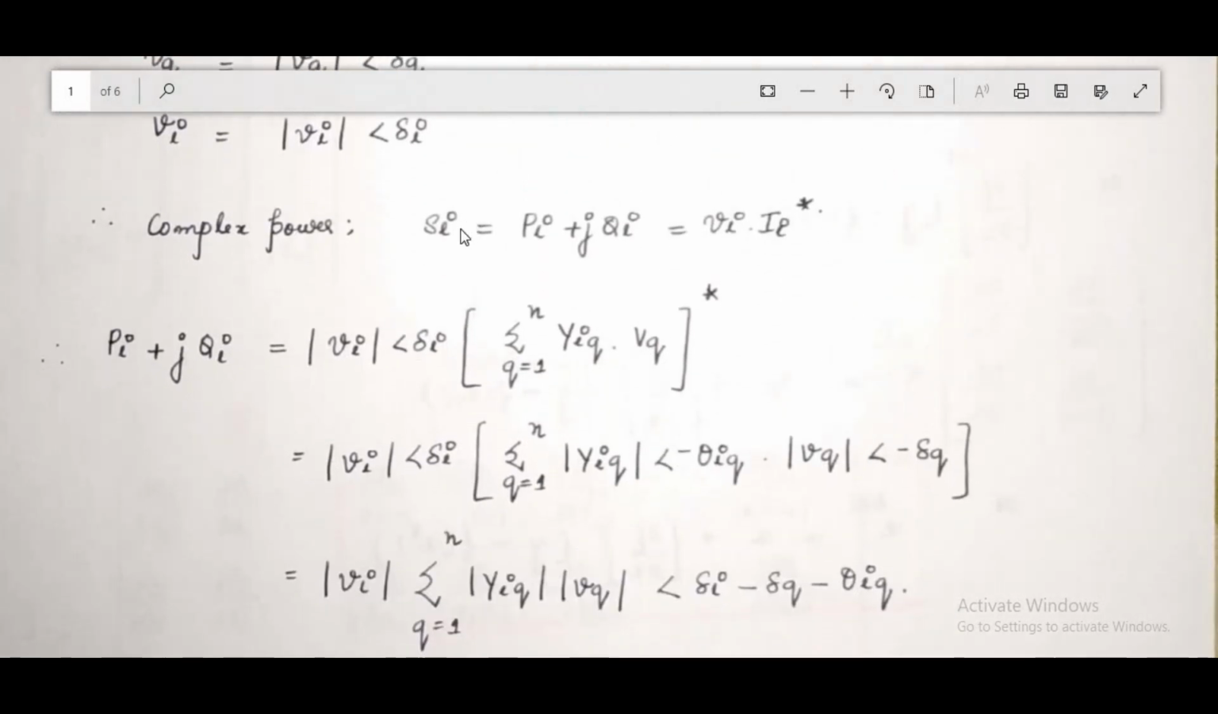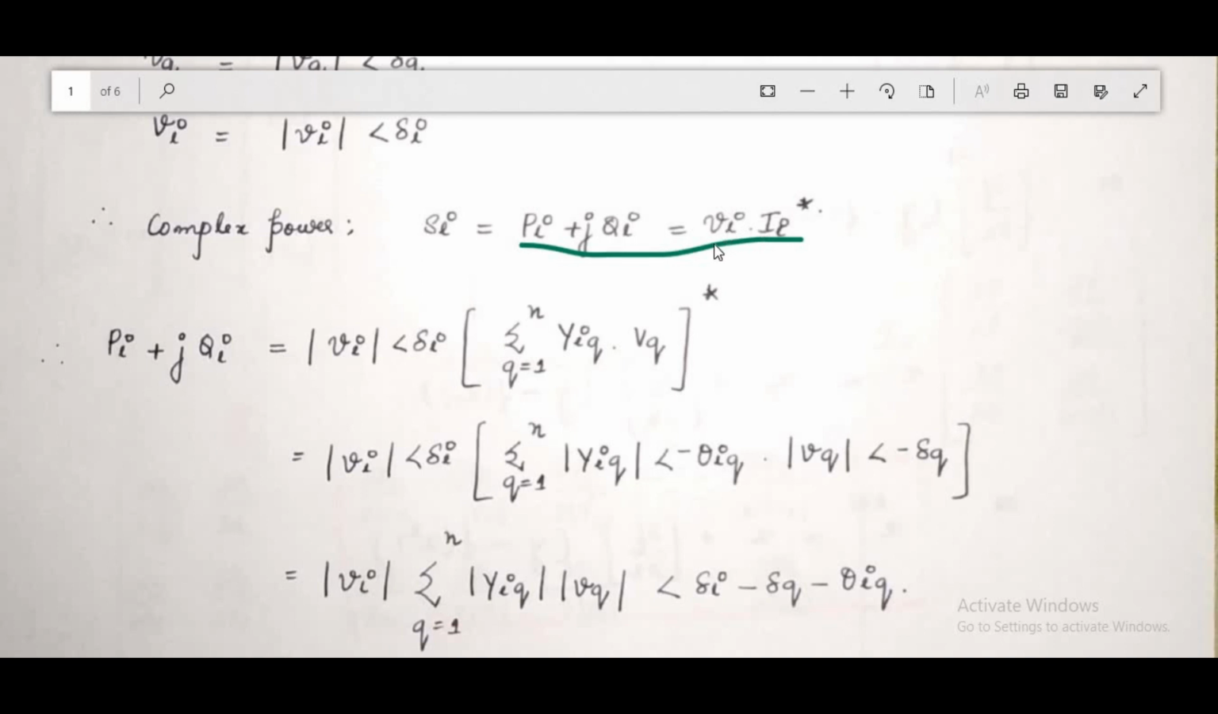Now we can write that the complex power is equal to Pi plus jQi. We have seen this, which is equal to Vi into Ii conjugate. Or I can equate this much: Pi plus jQi is equal to Vi into Ii conjugate. Now we are going to substitute all the magnitudes and angles here.